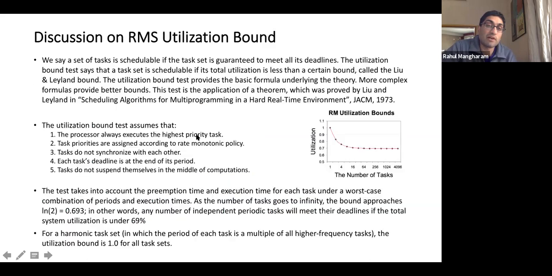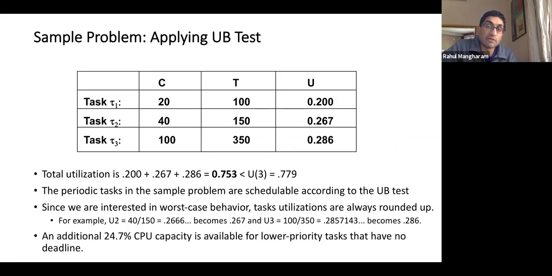And so that's just part 1 of this lecture, that was looking at this utilization bound test. And so here's an example. If I have an execution time of 20, period of 100, and so on, and my total utilization is 0.2 plus 0.267 plus 0.286, which is 0.753. That is less than, if I plug in my utilization bound for 3 tasks, 0.779. So this task set is definitely schedulable over here, right?